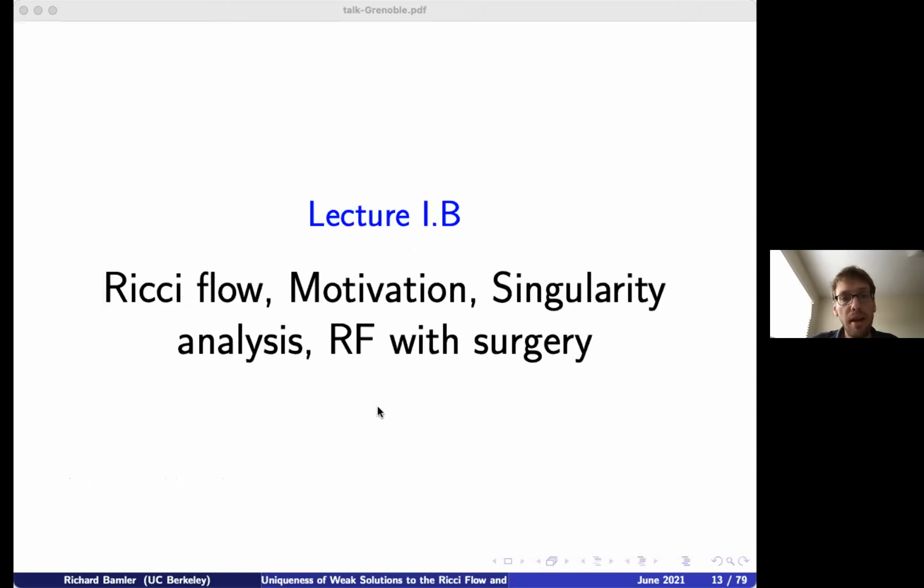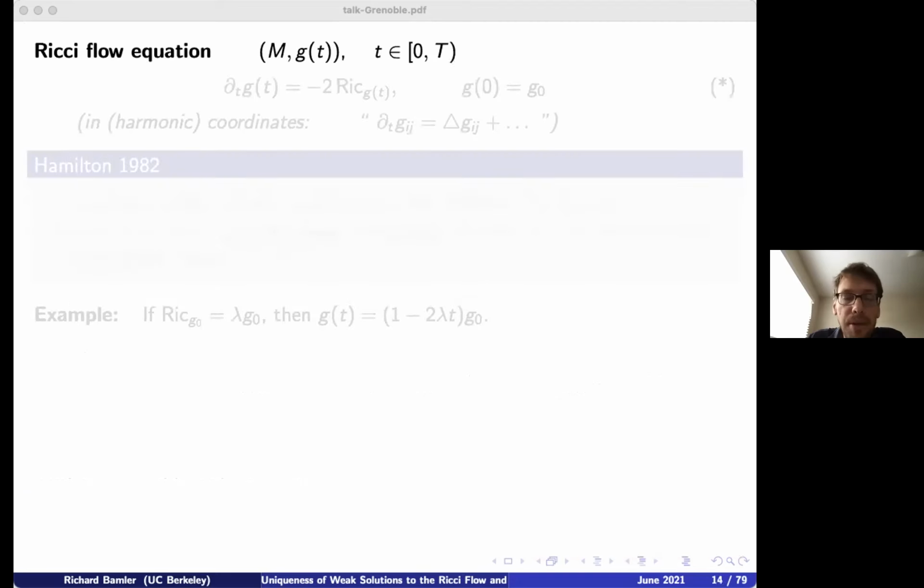Okay, so let me now start with discussing the more analytical aspects. So in this chapter, I'll discuss Ricci flow. I'll give a brief motivation, somehow relate this back to the topological problems, and then focus on singularity analysis and also discuss Ricci flows with surgery. So, okay, let me introduce Ricci flow.